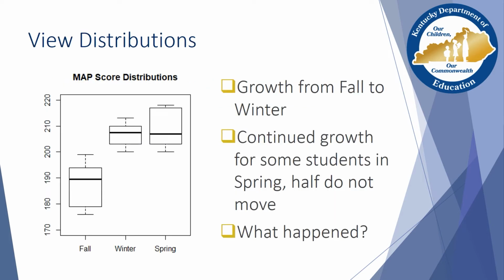Sometimes it is easier to view the data as a distribution. On the screen are 3 box and whisker plots, each representing a MAP test administration. The bold line in the middle represents the median scores. Just as we saw on the last slide, the median score grew dramatically from fall to winter, but stayed relatively flat from winter to spring. The bottom half of the box represents the bottom half of our scores. We can see that the group of students scoring in the bottom half of the data set is much smaller in winter than it was in fall, but doesn't really change much in the spring. We can also see that for about half of our students, the intervention continues to work between winter and spring.